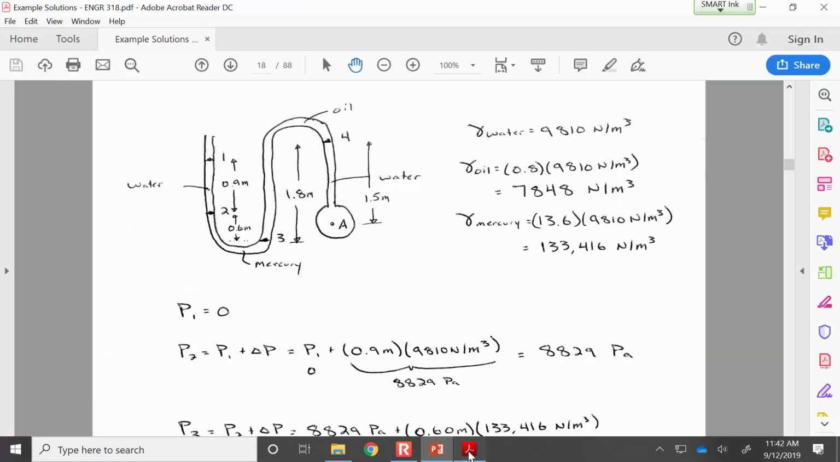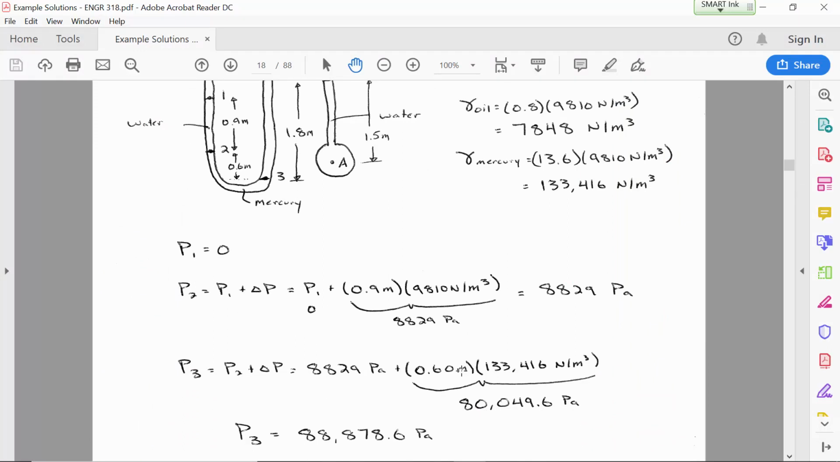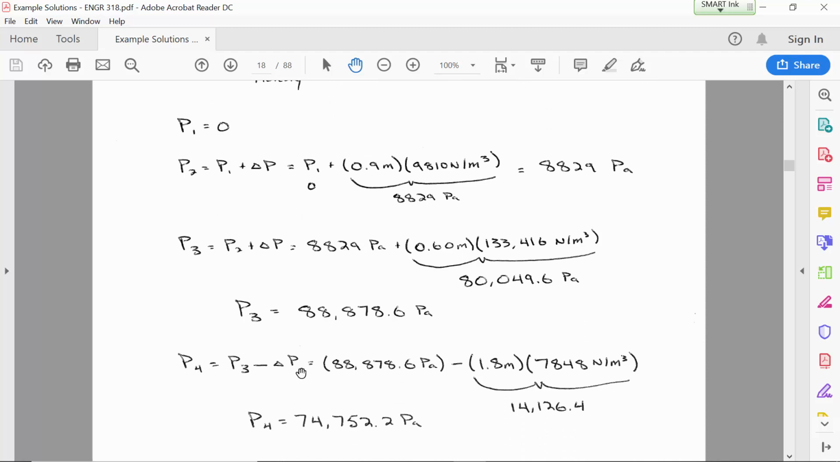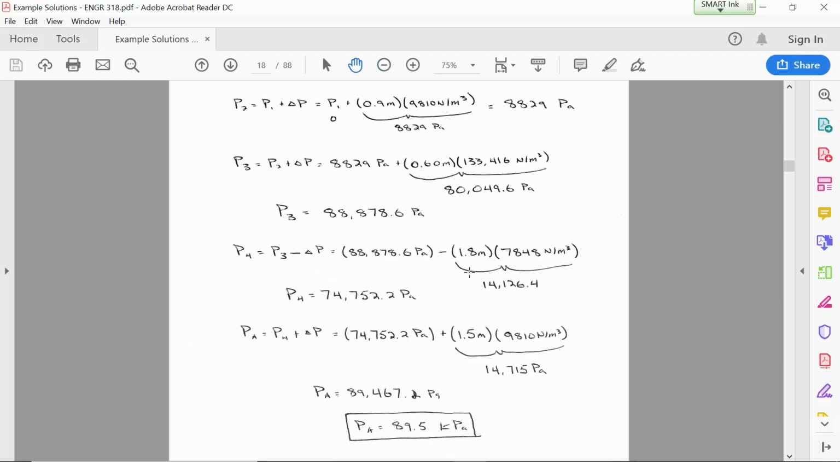Okay, so back here to the solution. The pressure at 4 is going to be whatever it was at 3 minus, because we're going up through the fluid, so the pressure is lower. And this time it's through oil, so we have to use the oil unit weight. And then finally, the pressure at A will be an additional 1.5 meters of water, which gets us 14,715 pascals, and so 89.5 kilopascals is what we should get in the very end.